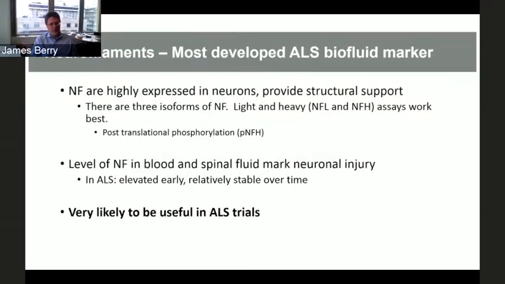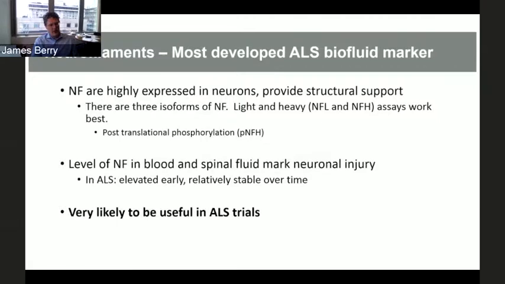These neurofilaments are highly expressed in neurons. They provide structural support to the cells. And there are three isoforms: light, medium, and heavy. The light and heavy chain assays work best. They're most specific. The heavy chain actually undergoes a post-translational phosphorylation event. So when I talk about neurofilament heavy, I'm really talking about phosphorylated neurofilament heavy, if that makes any difference to anyone on the call. Just important to know that we're talking about that.